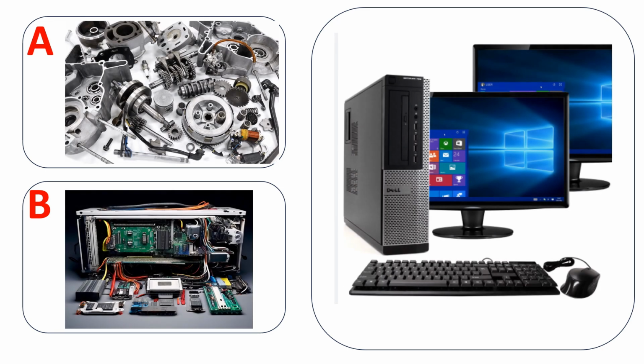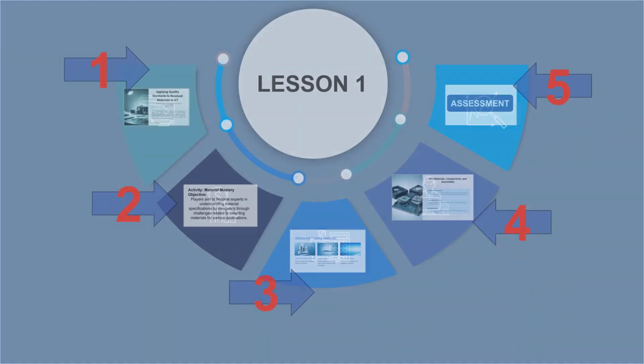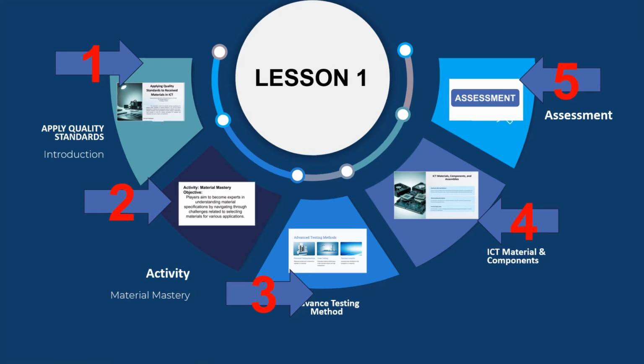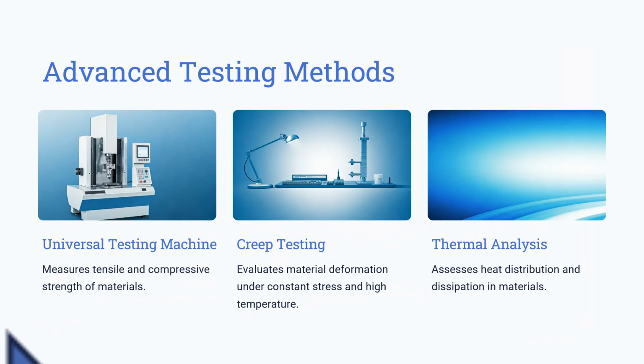Introduction. ICT materials, components, and assemblies have specifications before they are purchased. As a learner, you are expected to be familiar with the properties of these materials and products, and the factors to be considered should be your basis in choosing the proper materials, components, and assemblies. The factors in selecting the materials.